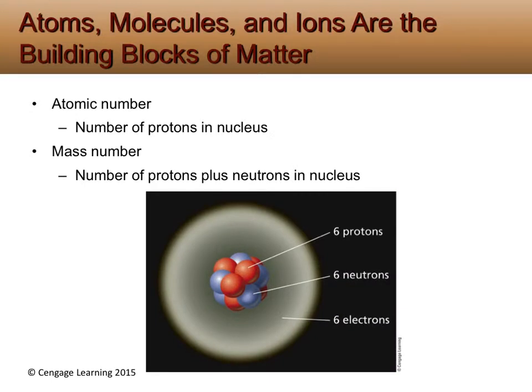Remember, the atomic number is the number of protons in the nucleus. That's also going to equal the number of electrons. Mass number is the number of protons plus neutrons in a nucleus.